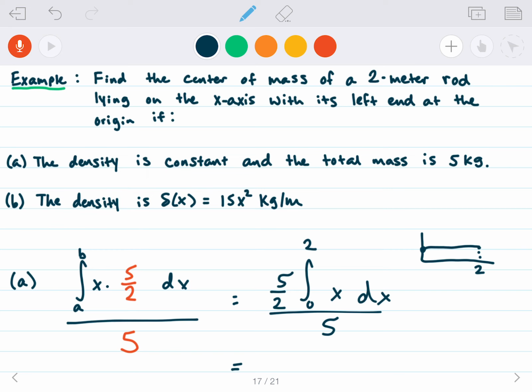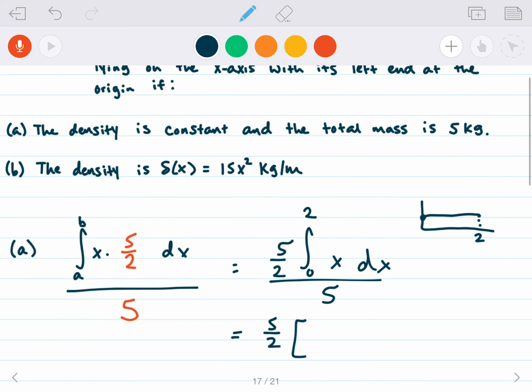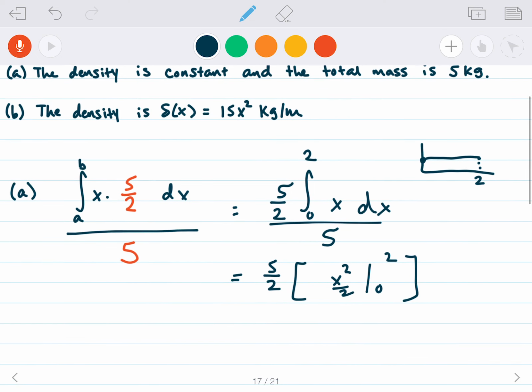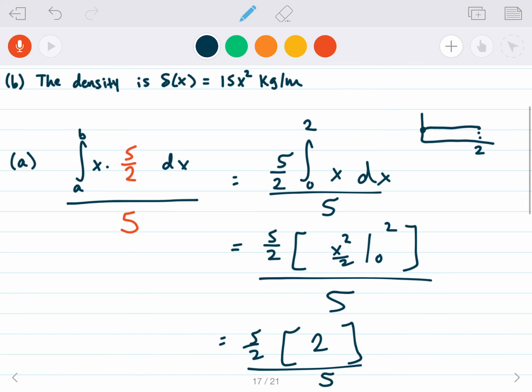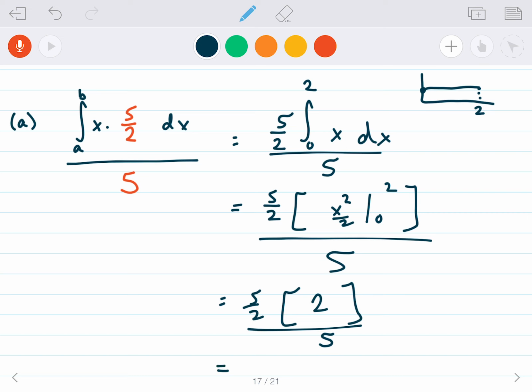So let's go ahead and figure out what this is. We get 5 halves. Antiderivative of x is x squared over 2. We're going from 0 to 2. And this is all over 5. Okay? So we have 5 halves. 2 squared is 4. 4 divided by 2 is 2. And so we end up getting 1 meter. So 1 meter, that is our center of mass.